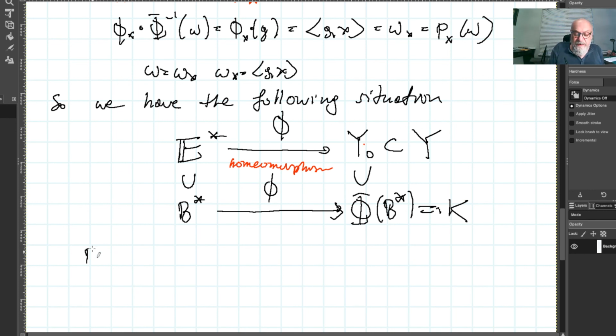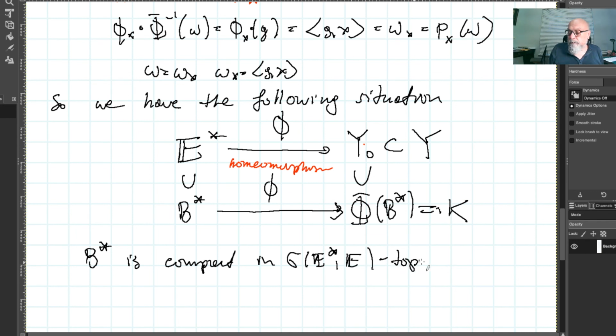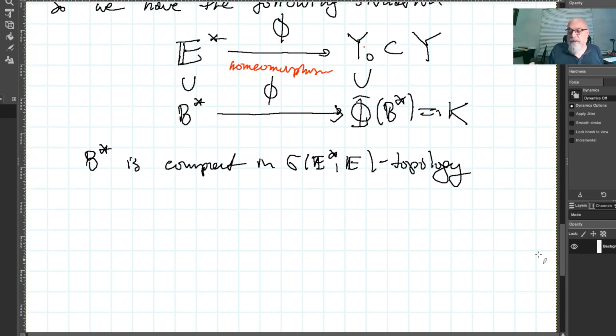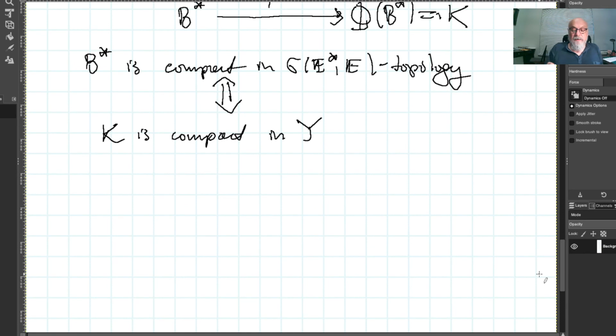So we have here that B star is compact in sigma, in this topology, if and only if K is compact in Y. So we will concentrate and prove that K is compact.